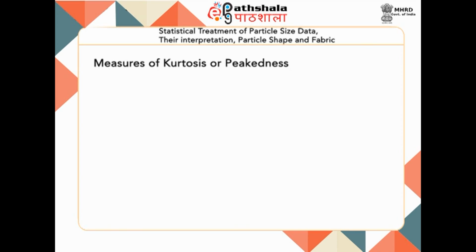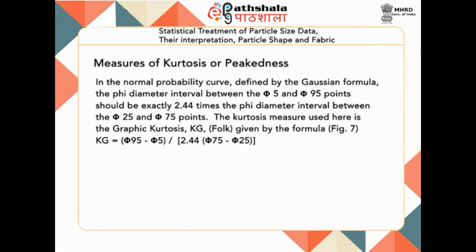The next parameter we talk about is the measure of kurtosis, or peakedness, of any distribution. In the normal probability curve, as defined by the Gaussian formula, the phi diameter interval between the phi 5 and phi 95 points should be exactly 2.44 times the phi diameter interval between the phi 25 and phi 75 points. The kurtosis measure used here is the graphic kurtosis used by Folk, given by the formula phi 95 minus phi 5 divided by 2.44 into phi 75 minus phi 25.